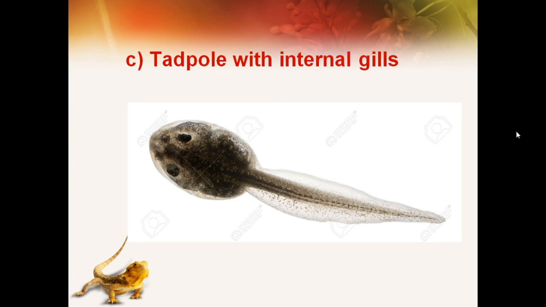It shows disappearance of the external gills. In this picture you can see there is no presence of external gills on the lateral sides of the head, and the development of 3 pairs of internal gills for aquatic respiration takes place in the tadpole with internal gills.